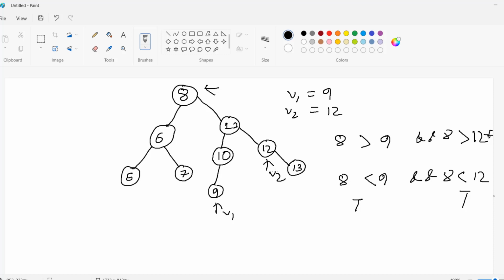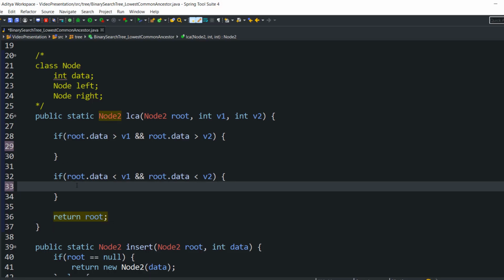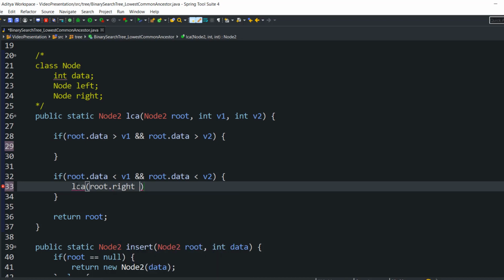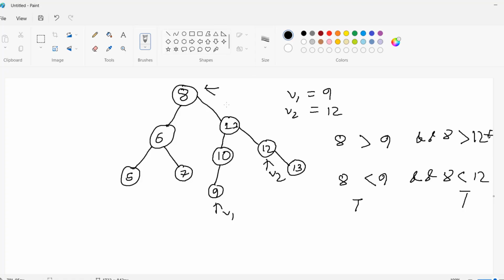So what we are going to do is change the root to root.right. It will change the root to the right direction, and through that we can traverse again. So for that, we are going to write here LCA(root.right, v1, v2). Okay, to return here. Go back to our editor here again.